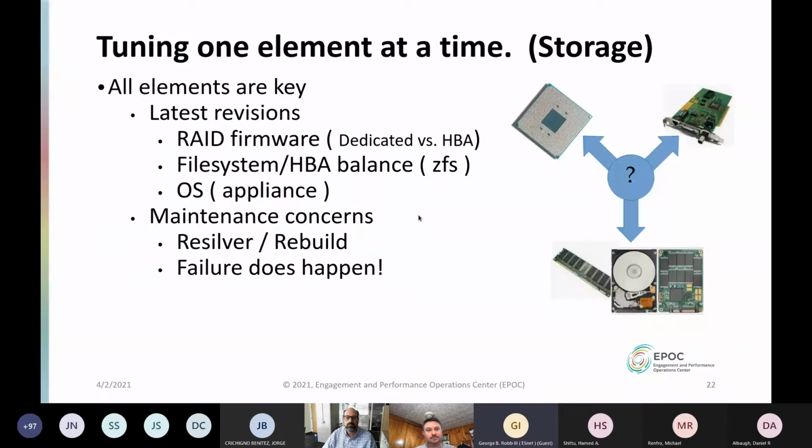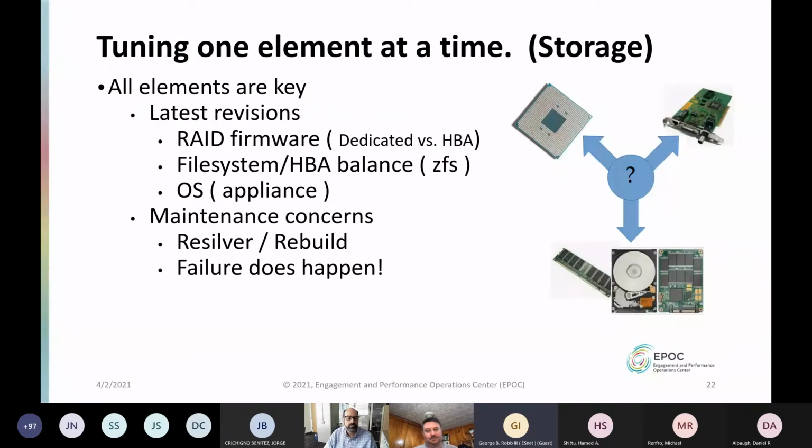Let's see here. I've got just a few left. I'm trying to do a time check, sorry. Storage. Okay, same situation, latest revisions. RAID firmware, is it latest? If it's dedicated, make sure that RAID firmware is up to date. Make sure your drive firmwares are up to date. If it's an HBA, similar situation, make sure your drive firmwares are happy and healthy.